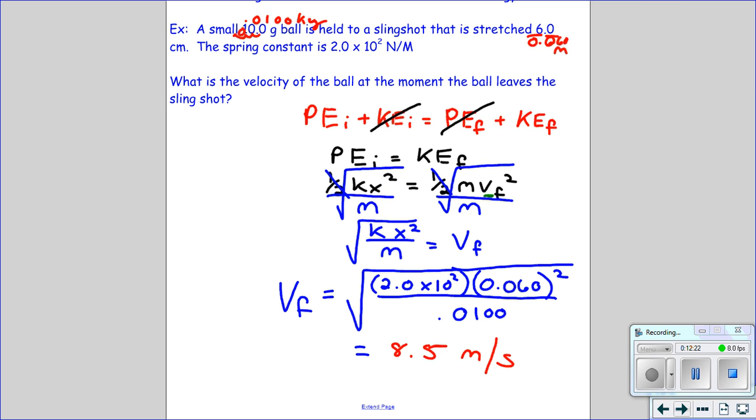So this is a really good example of how to solve conservation of mechanical energy problems. Rewind the video anytime you need to, and this will allow you to do page 174, 1 through 4, and we're going to talk about that on Tuesday.